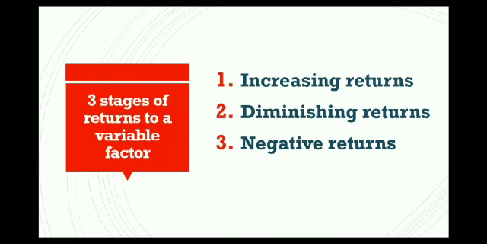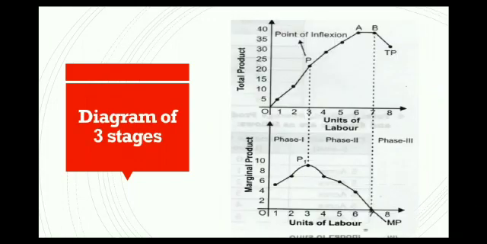So, these three stages have been explained in the form of a diagram. Phase 1, that is phase of increasing return. It is also called the stage of increasing returns. The total product increases at an increasing rate up to point P. The marginal physical product of labor, that is MP, is increasing and reaches its highest point, PP vertically downwards to point P. The point P is called the point of inflection.